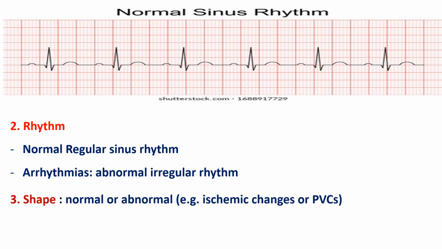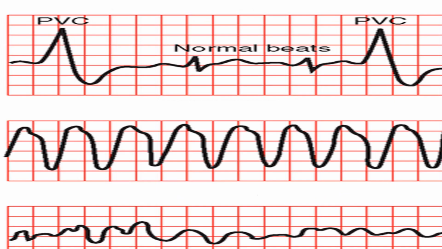Shape of the ECG: it can be normal or abnormal, as in case of ischemic changes or premature ventricular contractions. These pictures are for the ECG, electrocardiogram. Above here we can see the PVC, premature ventricular contraction, normal beats, then premature ventricular contraction, or VF, in this picture, and it can be coarse or fine.